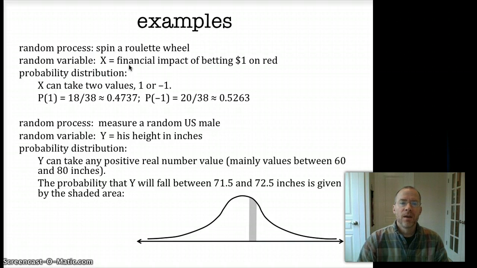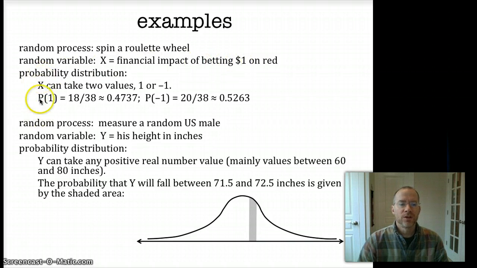Okay, now given that random process, the result of the random process determines what the value of X will be. It'll either be win $1 or lose $1. But one random process could be used to define lots of different random variables. If we had this be the financial impact of betting $1 on a particular slot on the roulette wheel, we'd have different kinds of results here. Okay, but in this case we're defining it to be the impact of betting $1 on red.